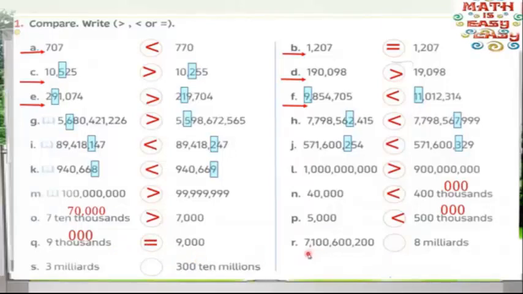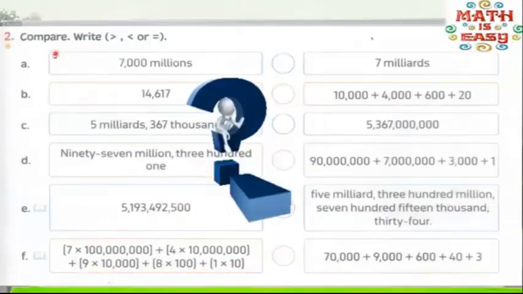We have here 7,100,000, and here we have 8 milliards. 8 milliards is more than 7 million, so you should write less than. Next, 3 milliards, and here we have 10 millions. Before solving, you should write the number in standard form. 10 means 1 zero. Millions means 6 zeros. So you will put 2 zeros plus 7 zeros, like this. 7 zeros plus 2 equals 9 zeros. So this number is 3 milliards and this number here is 3 milliards. They are equal. Now we will go to the next exercise.